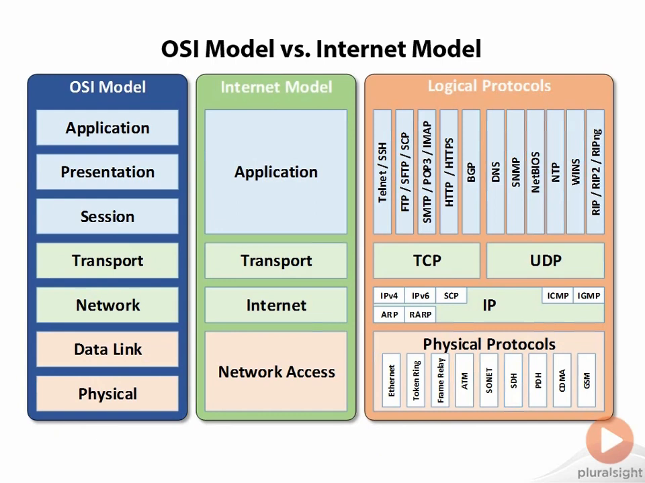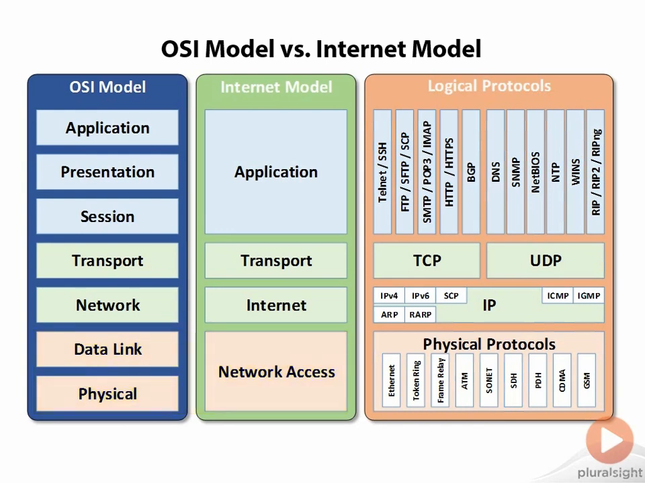All right, so the OSI model itself matches up against the internet model, which is the application, transport, internet, and network access layers. The application layer is comprised of 3 layers of the OSI model: the application, presentation, and session. The transport layer is a one-for-one. The internet layer, as you might guess, dealing with networking, is a direct correlation to the network layer. And then the network access layer is a combination of the data link and physical layers of the OSI model.